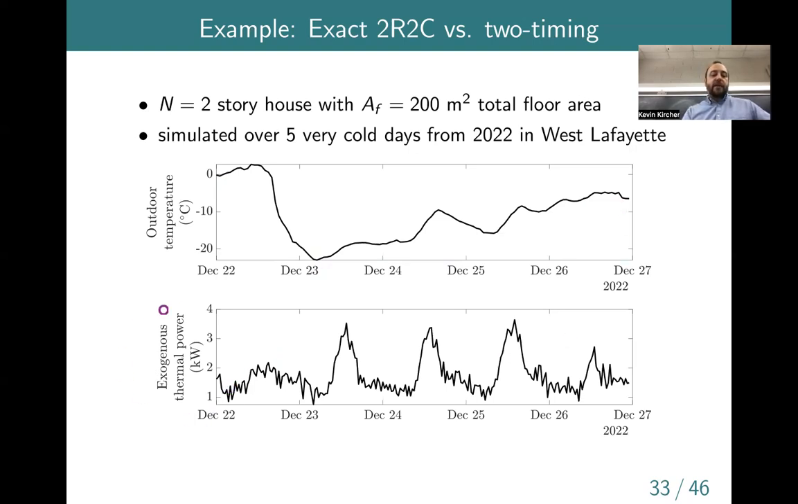And then this thing here, the exogenous thermal power, this is that thing Q_E, which is a catch-all, right? It includes body heat, heat from lights and electronics and the sun and stuff like that. And so these spikes that you see here are basically the sun being out. And so we're getting some free heat from that during the day.